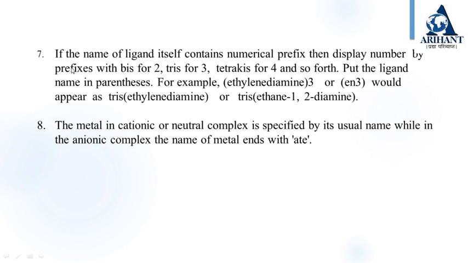If the name of ligand itself contains numerical prefix, then display number by prefixes with bis for 2 ligands, tris for 3, tetrakis for 4, and so on. Put the ligand name in parenthesis. For example, ethylene diamine thrice or EN3 would appear as tris ethylene diamine or tris ethane 1,2 diamine. The metal in cationic or neutral complex is specified by its usual name, while in the anionic complex the name of metal ends with ATE.